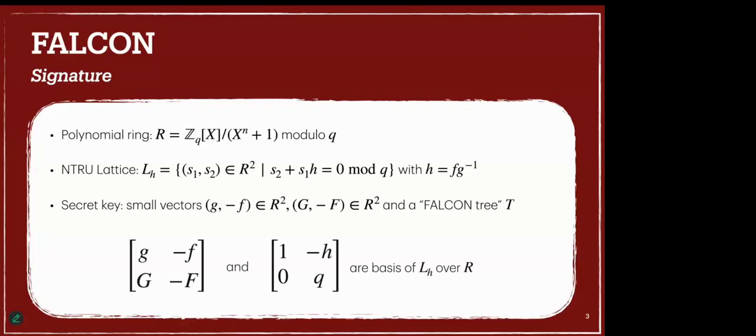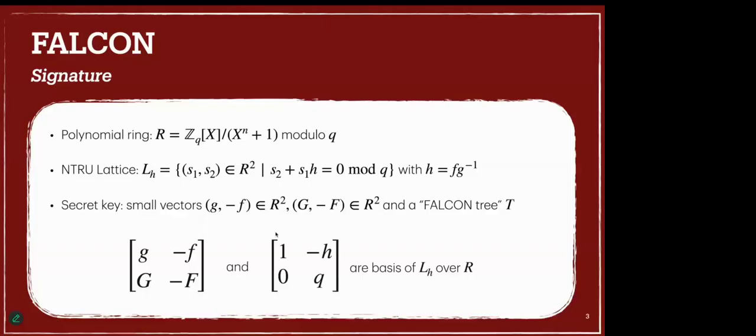The lattices in Falcon are NTRU lattices, and what we care about is the structure of the secret key. So what's a secret key in Falcon? It's a basis of the module we're working over and a Falcon tree. The Falcon tree we'll go into in a bit more detail later on, so let's start by focusing on the basis. The secret basis that you can see on the bottom left is comprised of small vectors. It is a good basis in the sense that I'll make clearer later on.